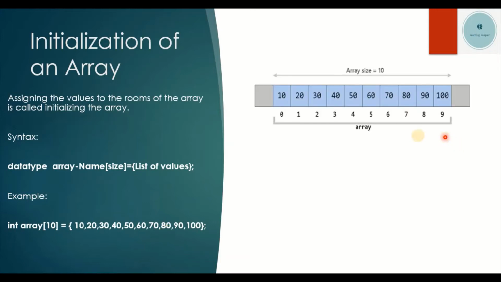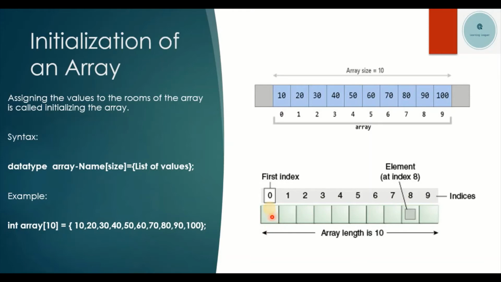See, this is the pictorial representation. There are totally 10 rooms. See, the arrow marks we have indicated. So each room has an index 0 to 9, and the first value 10 will be stored in the first room. Whatever you give in the curly bracket will be stored in the rooms in sequence. And when you are giving values, there is no condition that you need to give them in order. You can even give random values also. See, this is a general picture which tells you about the index. Just go through this.